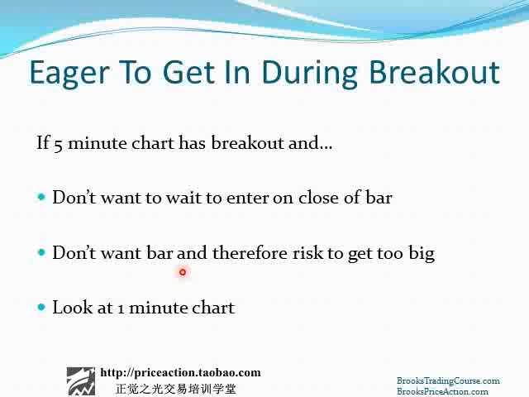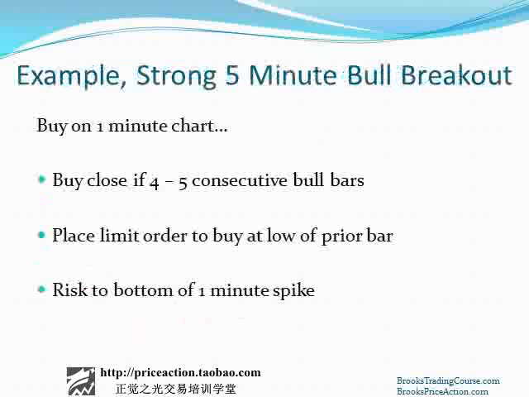They can either buy at the market, or they can look at a smaller time frame chart, like a 1-minute chart. If the 1-minute chart has 4 or 5 consecutive good bull bars, and let's say in a bull breakout, simply buy at the market and place a stop order below the bottom of the spike. Alternatively, instead of buying at the market, you can start placing limit orders at the low of the prior bar, right? Betting that any reversal attempt will fail. Again, putting your protective stop at the bottom of the spike.